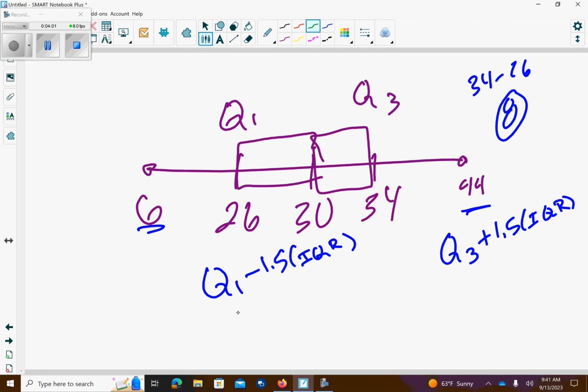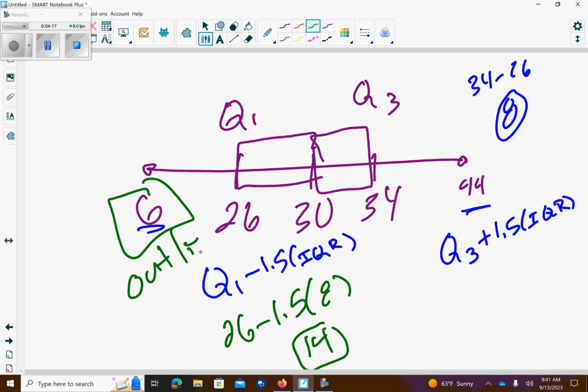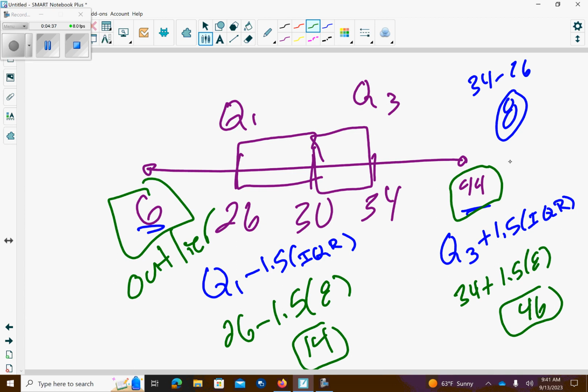That's coincidental. So I'm going to take 26 minus 1.5 times 8. If I do that on a calculator, I get 14. That means the 6 is an outlier. And then if I check the other one, Q3, so 34 plus 1.5 times 8, I get 46. So this is not an outlier. That's fine. So are there any outliers in the data set? Yes, the number 6 is an outlier.